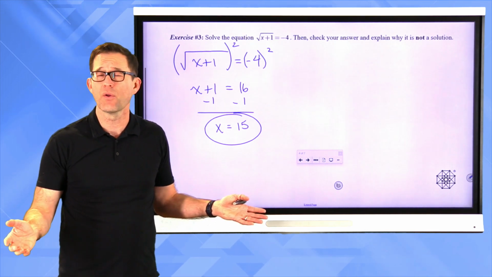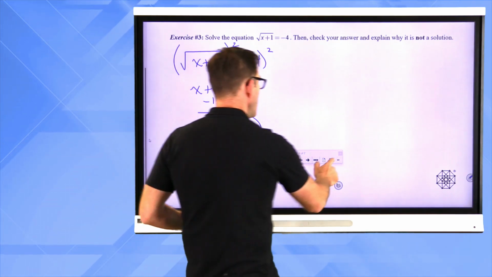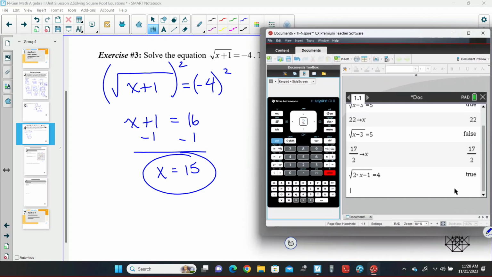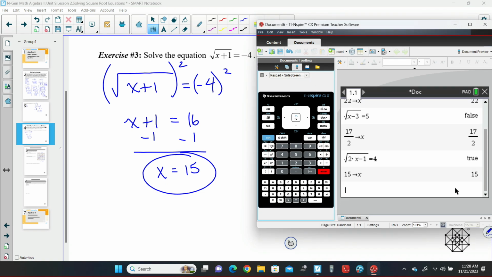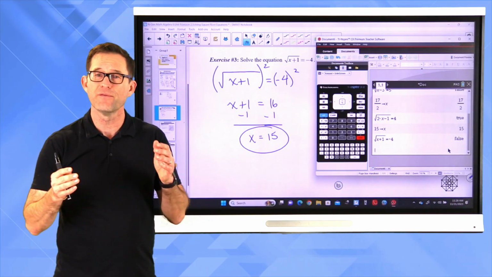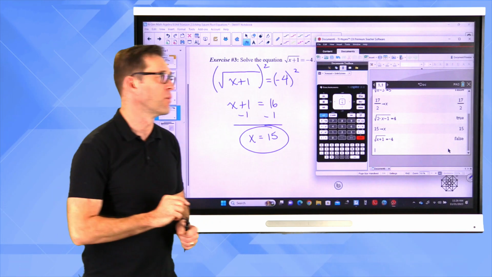All seems like it's good in the world, right? I didn't do anything different than what I did in the last problem. And yet, if I use my calculator, which for some reason we trust, right? If I use that calculator and I take 15 and I store it for x, and then I type out the equation, which is right here, square root of x plus 1 is equal to -4, it tells me false. Right? Even though every step I did was legitimate, it tells me false. So now let's actually do the substitution by hand and try to understand why it's false.